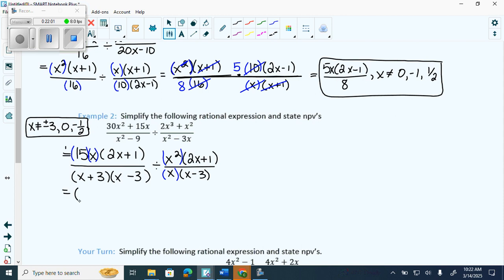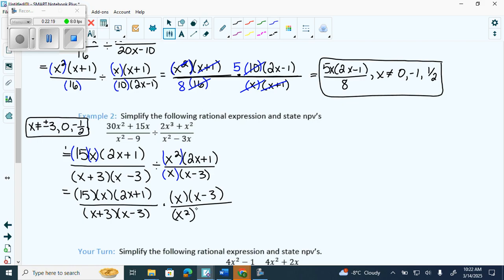Okay, we rewrite it with multiplication. So we get 15x, 2x plus 1, all over x plus 3, x minus 3, times x, x minus 3, over x squared, 2x plus 1. The x squared and the x can cancel, x minus 3 and x minus 3 can cancel, 2x plus 1 and 2x plus 1 can cancel. Then I'm left with a 15x and an x plus 3 and an x.